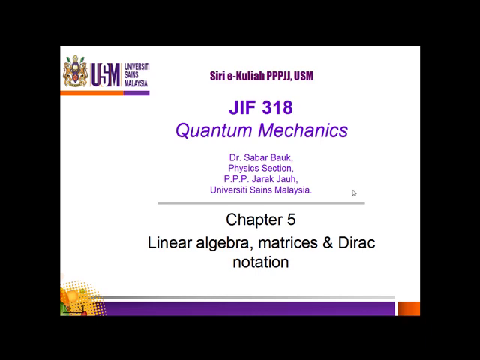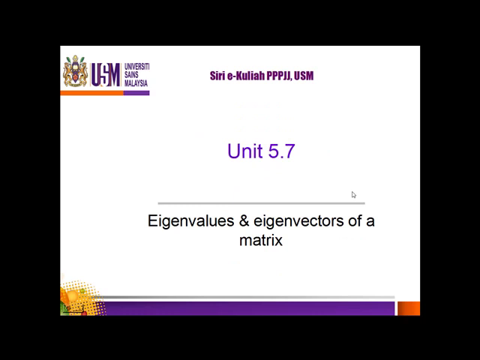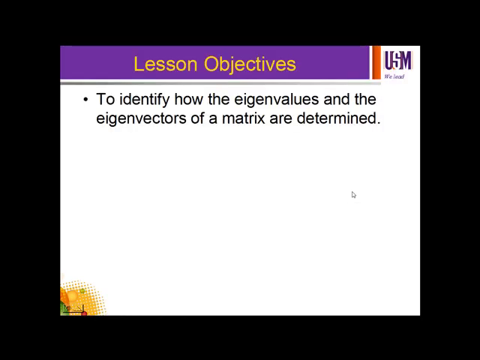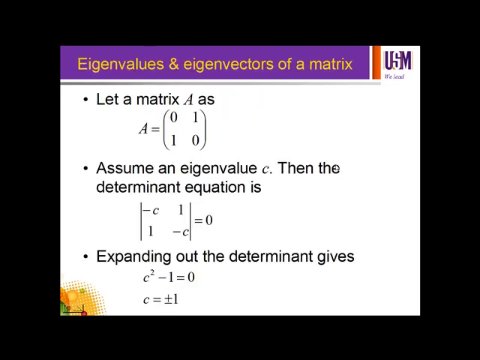We are in chapter 5 on linear algebra, matrices and direct notation. In this segment, unit 5.7, we will discuss eigenvalues and eigenvectors of a matrix. Previously, we had discussed eigenvalues, eigenvectors, or eigenfunctions. But now, for a matrix, what is meant by eigenvalues and eigenvectors? The objective of this segment is for the student to be able to identify how the eigenvalues and the eigenvectors of a matrix are determined.